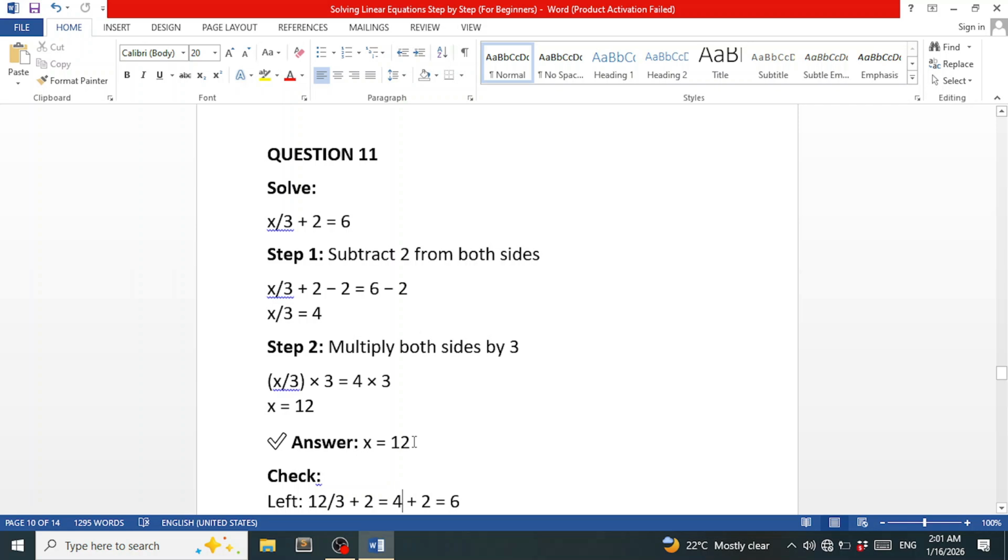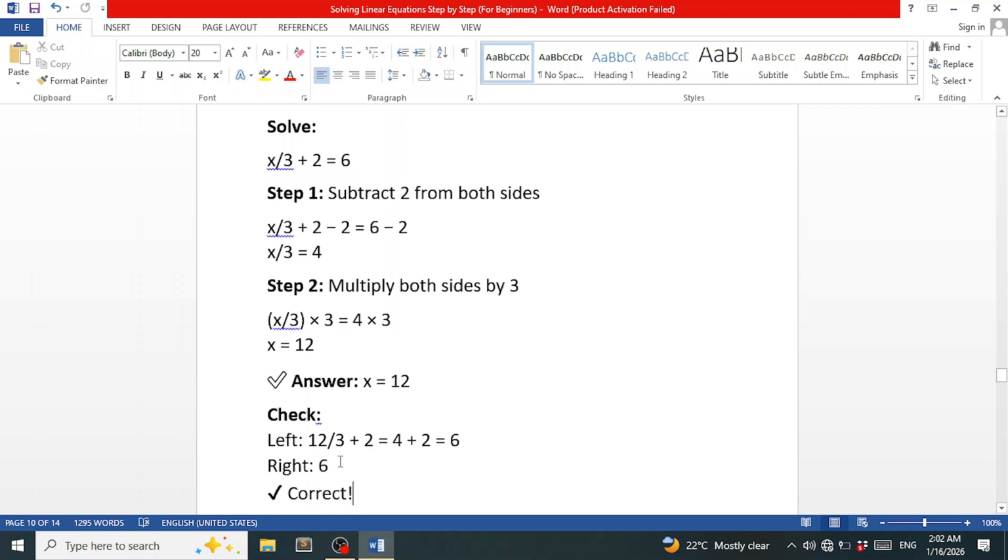Let's check if our answer is correct. Left side, x over 3, which is 12 divided by 3, which is 4. Let's check and verify if our answer is correct. X over 3, which is 12 over 3, that is 4 plus 2, it is 6. Is it equal to the right side, which is also 6? Yes. So our answer is correct.